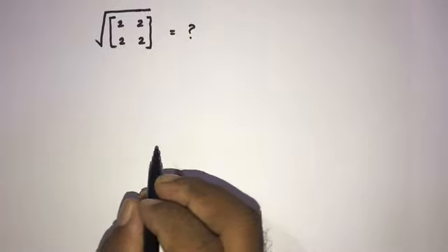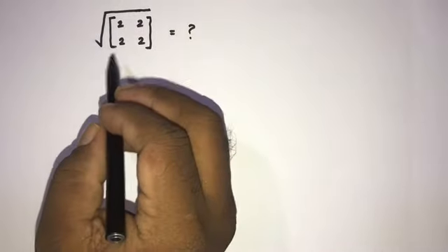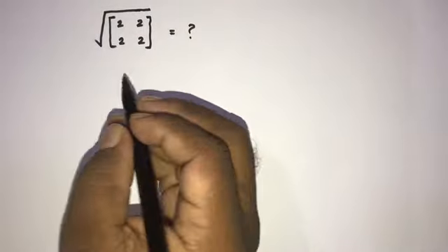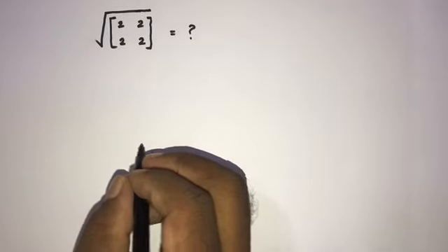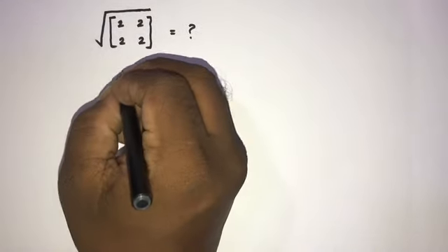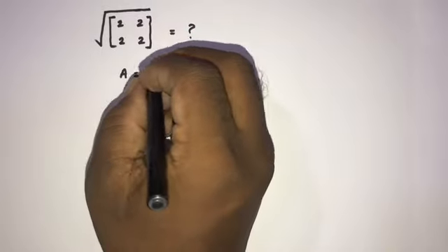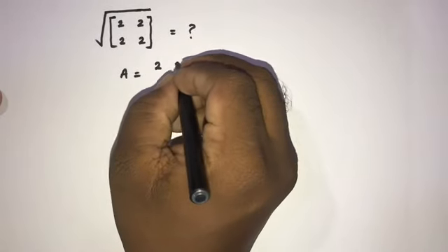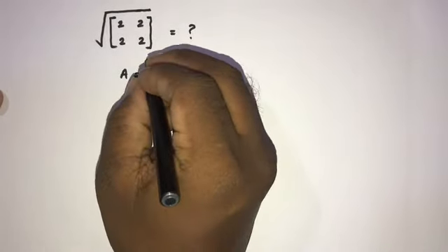Today we are going to find the square root of a matrix. First I am going to take A equal to the 2 by 2 matrix [2 2; 2 2].